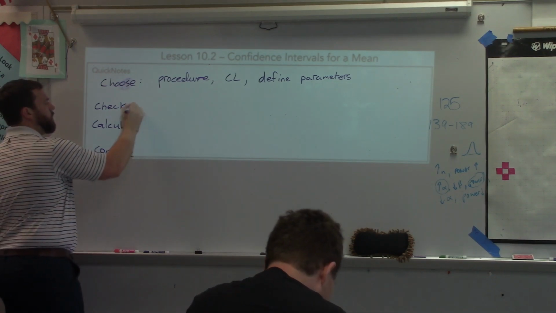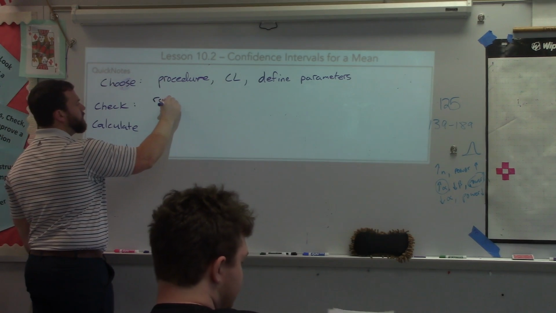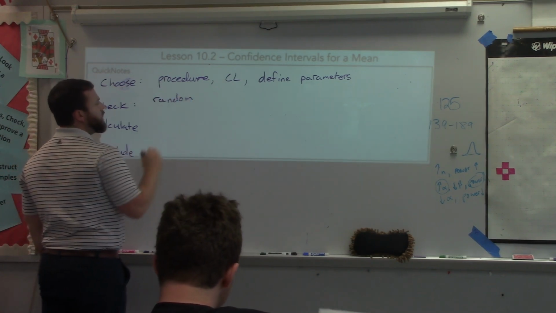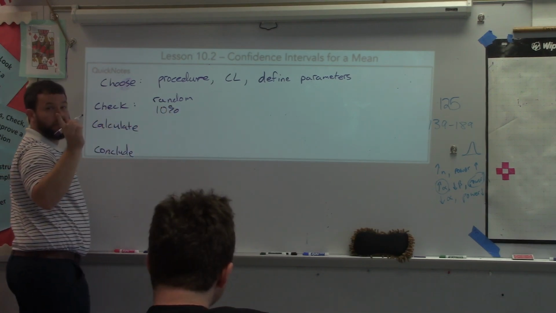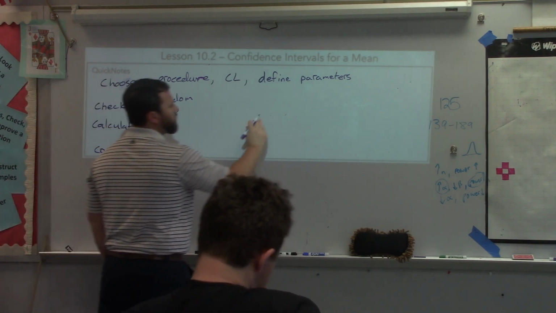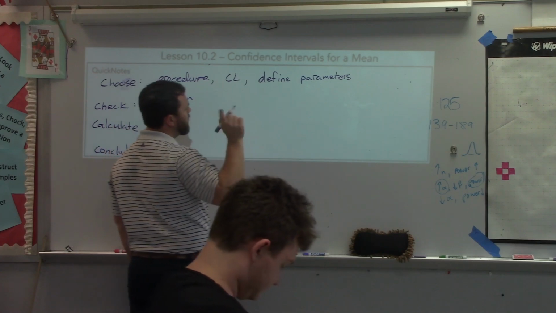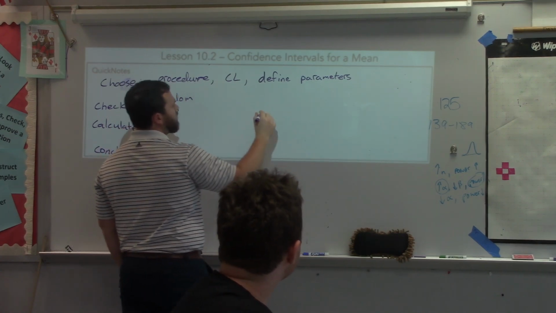Check. What do we need to check? Random condition. It's gotta be a random sample or random assignment. 10% condition. Only when we're what though? Sampling without replacement. And then what's the last one? Approximate normality. Be more clear with approximate normality. It doesn't have to be CLT. Just anything for real.